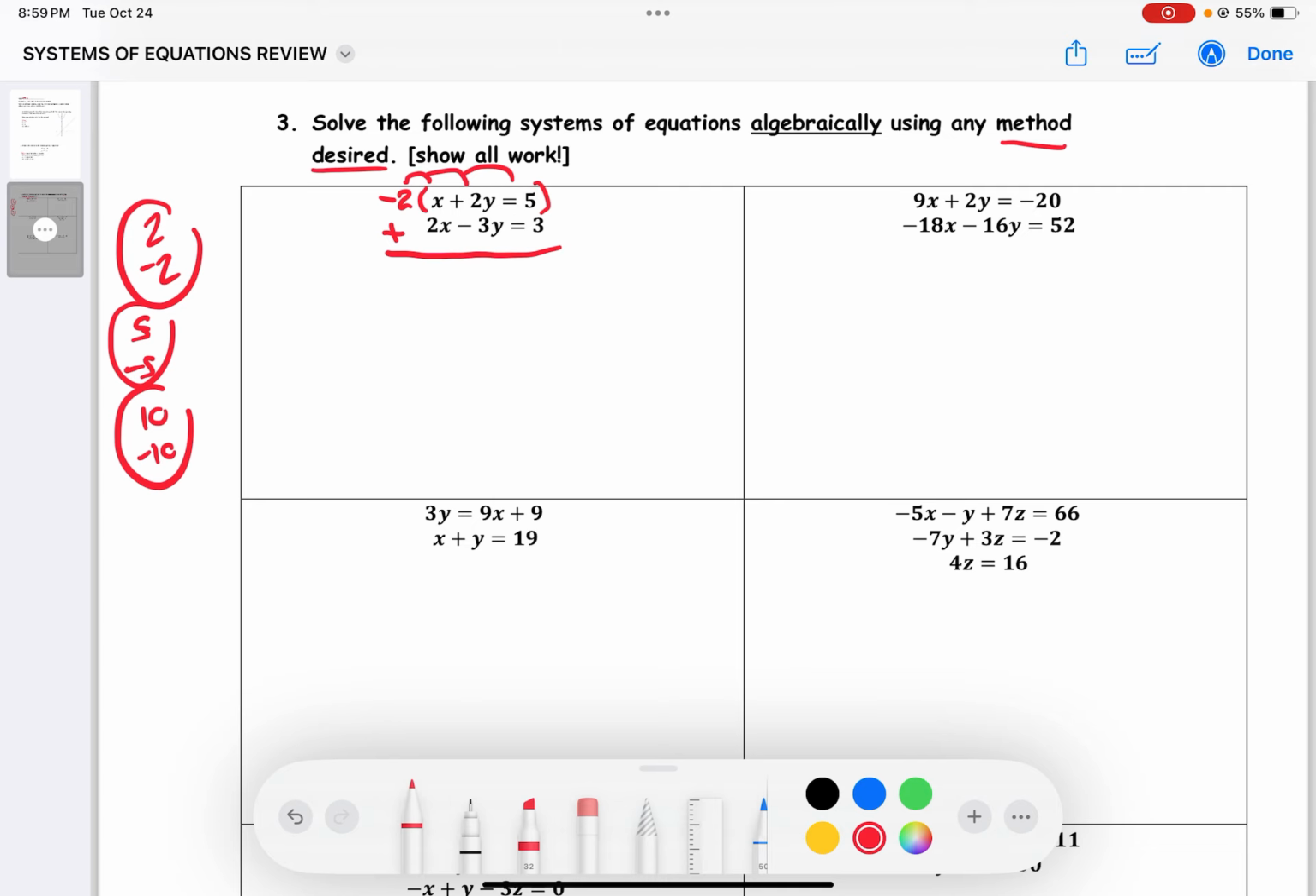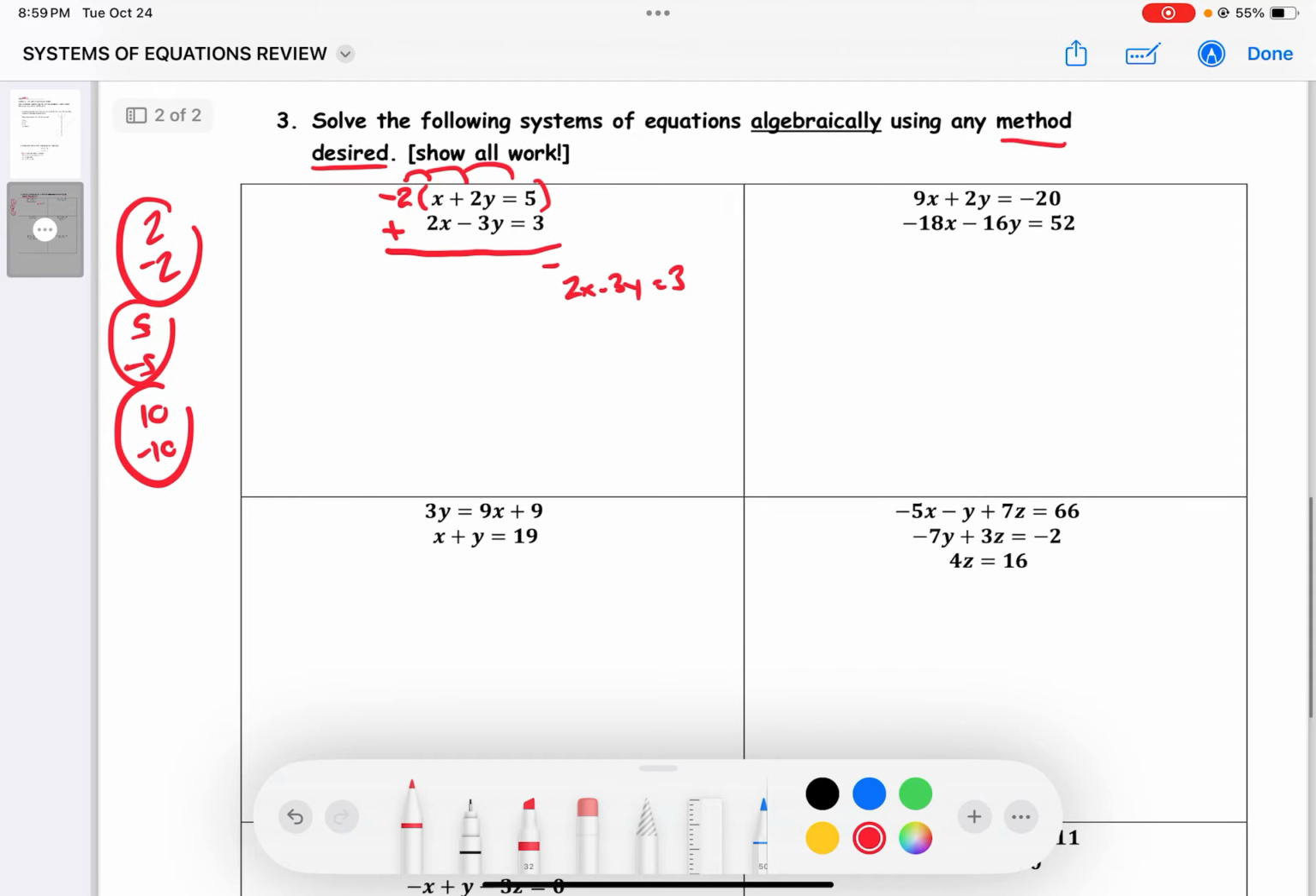So I'll rewrite my second equation, 2x minus 3y equals 3. And then I distribute. Negative 2 times x is negative 2x. And there's that pair of opposites I want. Negative 2 times 2y is minus 4y, my apologies. And negative 2 times 5 is negative 10.